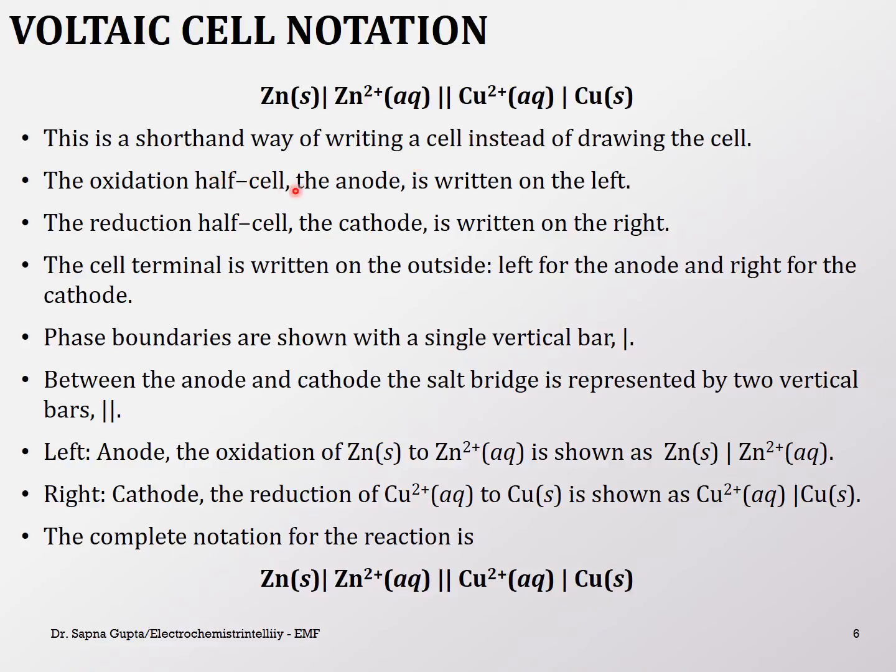The oxidation part of the cell, which is the anode, is written on the left. The cathode is always written on the right. The cell terminal is written outside, which means what is the electrode. So in the case of the anode, the zinc is the solid, and that's the electrode. In case of copper, the copper is the solid and it is the electrode. So those are written outside.